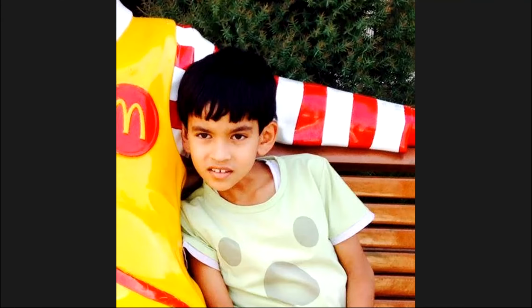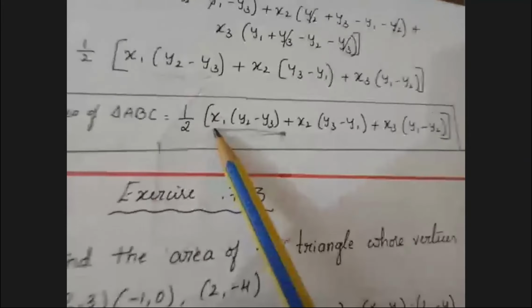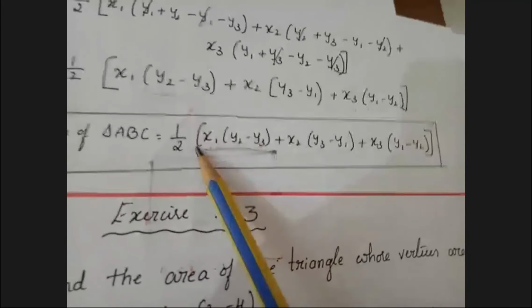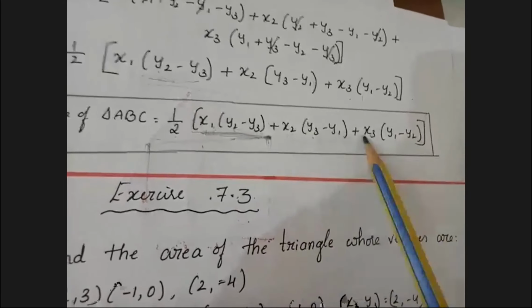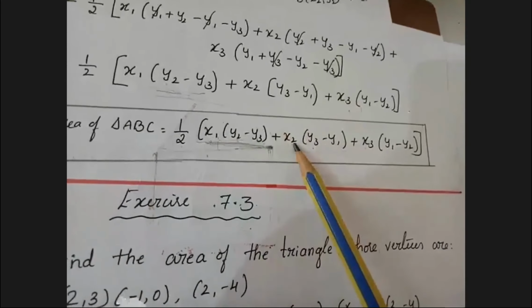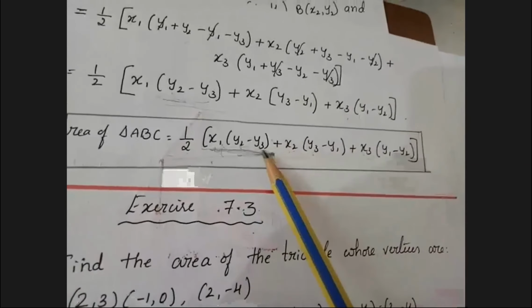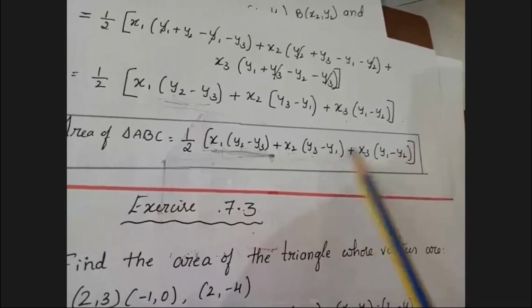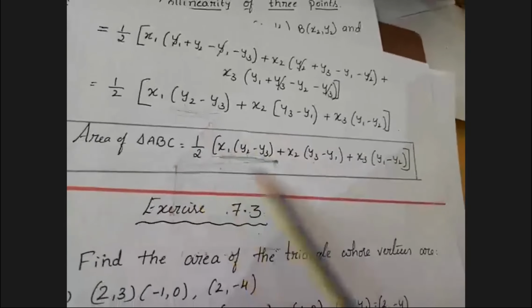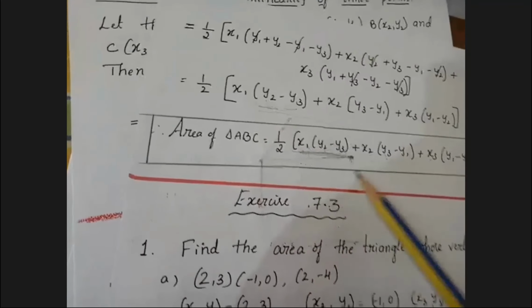So this one only remember: half into x1, y2 minus y3. See 1, 2, 3. Only if you remember this first term, the next two terms are in a cyclic way. x1 will become x2, x2 will become x3, y2 becomes y3, y3 next is y1, then y3 becomes y1, y1 next one is y2. Cyclic way you can write. This is an easy way to remember the area of triangle ABC.